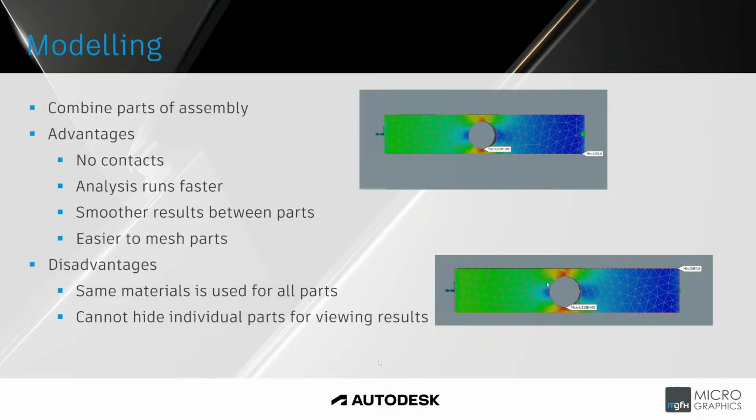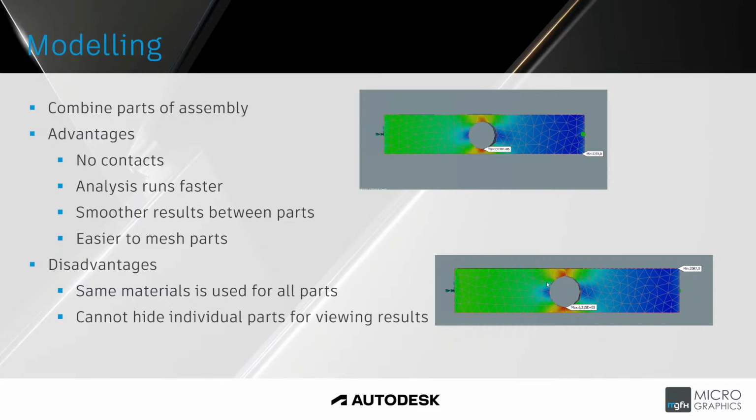Sometimes what you can do as well is you can combine the parts of the assembly. So if you've got a pretty simple setup, and you can see that, okay, if I combine these two components, I'm still going to get the same results, or in the same ballpark of results. What are the advantages of this?